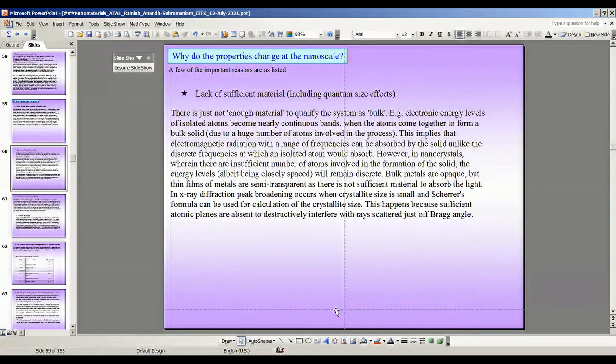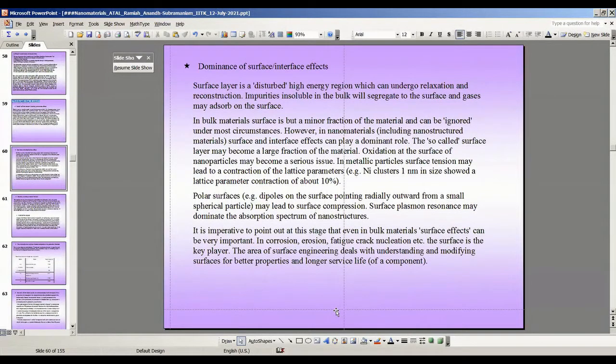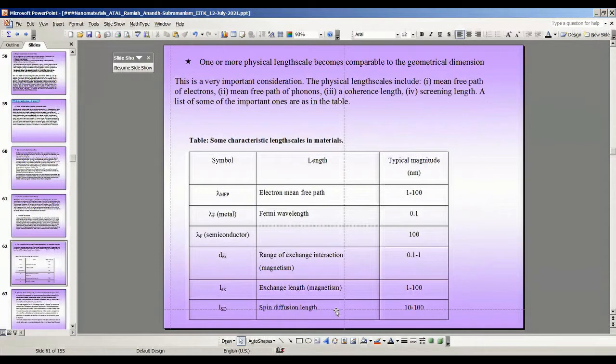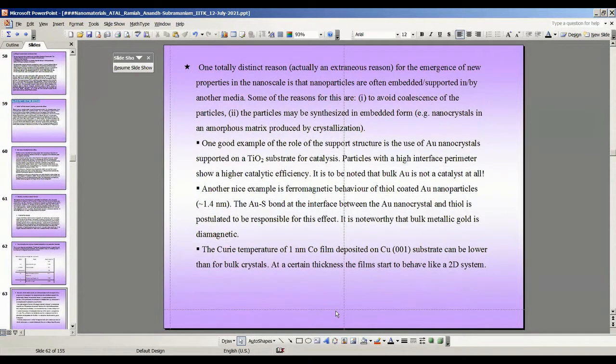That means, number one, there's just a lack of sufficient material so that you get some properties in the nanoscale. There is a dominance of surface and interface effects. There is a proximity of the surface to most of the bulk, and therefore maintaining a composition gradient within the nanoscale is very difficult. There could be an altered defect structure. That means the defects in the nanoscale material could be very different from those in the bulk. And last but not the least is the fact that a certain physical length scale becomes comparable to the geometrical length scale, which can lead to some very interesting properties.